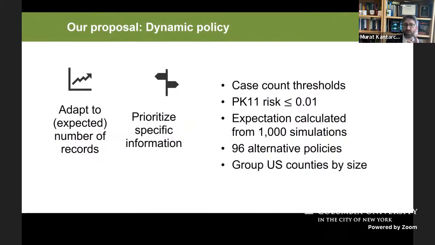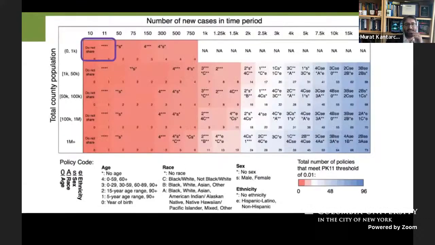We run the simulations 1,000 times, and we look into 96 alternative policies. And we do this across the counties, for each county by size and the number of cases. So what we get is that for small counties, when the epidemic starts and we have few cases, privacy risks are much higher than the accepted threshold we mentioned. So you can't really share any data.